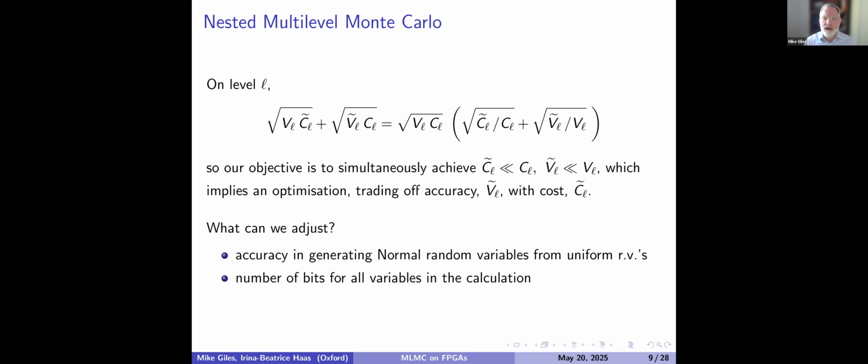Now, I say that we're aiming for a trade-off in accuracy. What is it that we're actually adjusting here? Well, there are two things for us to adjust. One is the accuracy in generating the normal random variables: we're going to start from uniform random variables and need to convert those into normal random variables, and we're going to look at cheap ways of doing that. The other thing is that in implementing it on the FPGA, we have the freedom to choose how many bits to use to represent all of the variables in the calculation. That's another part of the optimization.